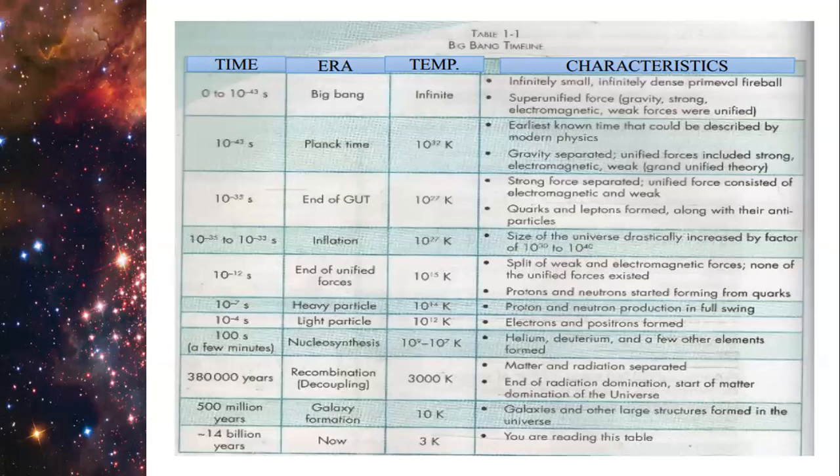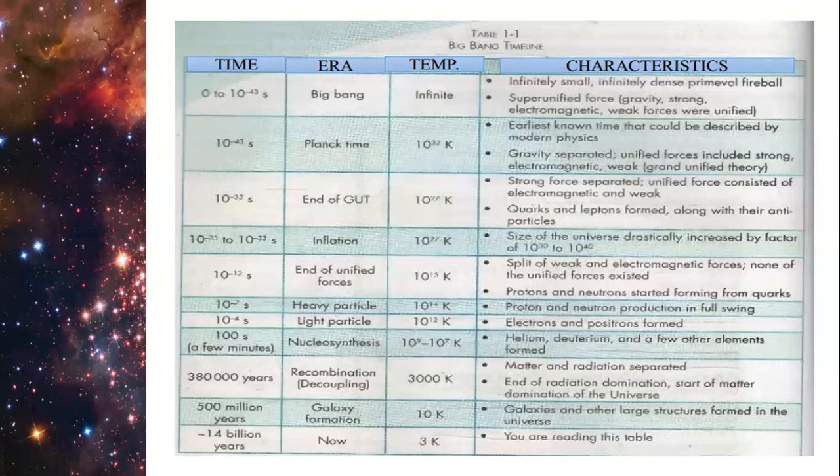In the era of nucleosynthesis, or 100 seconds later, the temperature dropped to 10 raised to 9 to 10 raised to 7 Kelvin. In this era, helium, deuterium, and few other elements were formed. 380,000 years after, the temperature dropped to 3,000 Kelvin. This was the end of the radiation domination and the beginning of the matter domination. This is known as the recombination era.